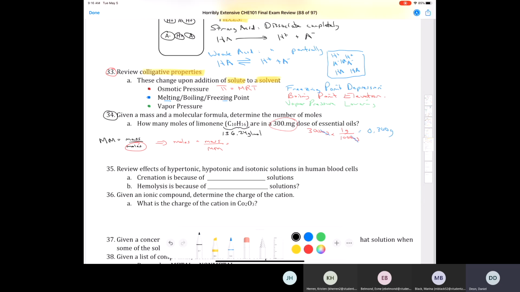Now we can plug this into our formula. So I'm kind of running out of space here, aren't I? I'll erase this just to make it look prettier. Okay, and I have that my mass, which is 0.300 grams, divided by my molar mass, which was 136.24 grams per mole. And my mass units cancel out, and I end up with the number of moles being equal to a small number, which is 2.20 times 10 to the minus 3 moles. And again, I think this is the kind of question that if you attempted the practice problems, you wouldn't struggle with too much.